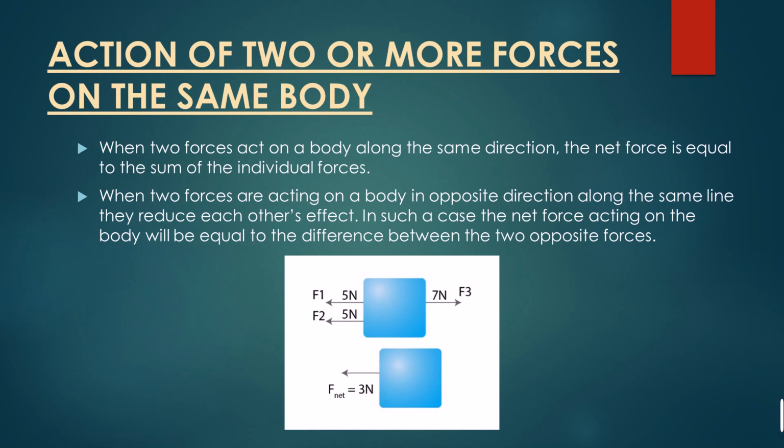Now, if two or more forces act on the same body, what can happen? If the forces act along the same direction, they get added up. If they act in opposite direction, they are subtracted. For example, the two forces F1 and F2 are added and F3 is subtracted from them. So a resultant force of 3 Newton acts on the object.